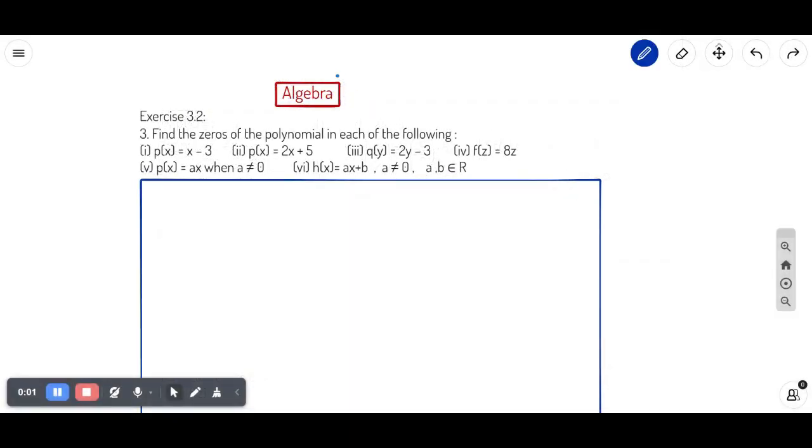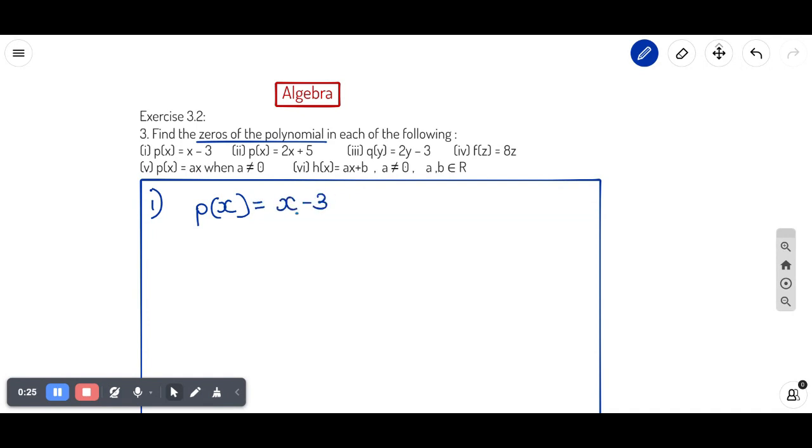Hi, let us start with Algebra exercise 3.2 and question number 3 today. Find the zeros of the polynomial. So, zeros of the polynomial, what do you mean by this? It means if you put any values for this expression, let us take the first question. The first question is p of x is equal to x minus 3.